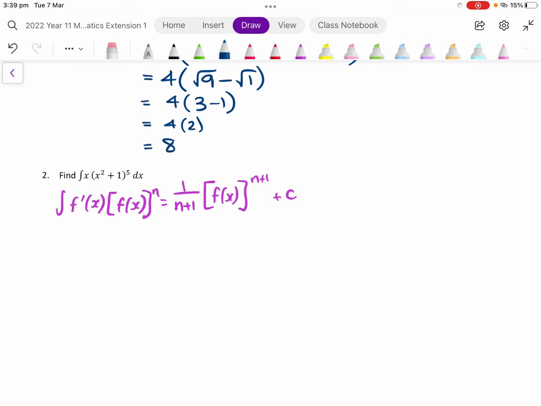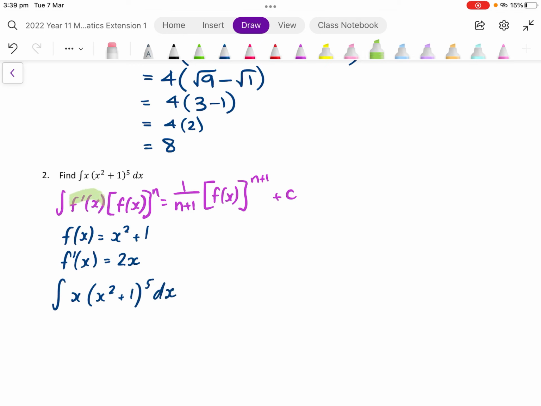Alrighty, so what we have been given here is x times (x squared plus 1). This is where our f(x) is what's inside our bracket, which is x squared plus 1, and the derivative of this is equal to 2x. So what we are meant to have is the integral of x lots of (x squared plus 1) to the power of 5 dx.